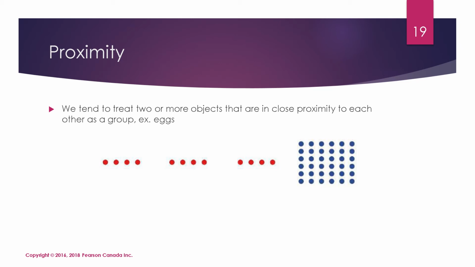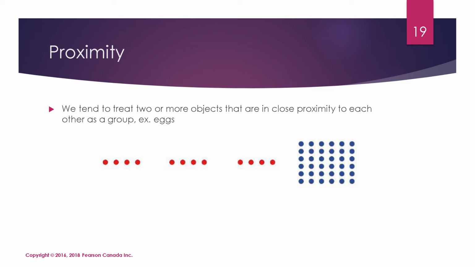In the second picture, the blue dots, we'd be more likely to say that we see columns of blue dots going down rather than rows going across. And that's because the dots that form a column are slightly closer to each other than the dots within each row. Another real life example I like to talk about is eggs.